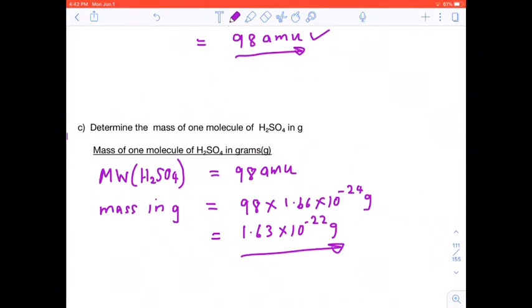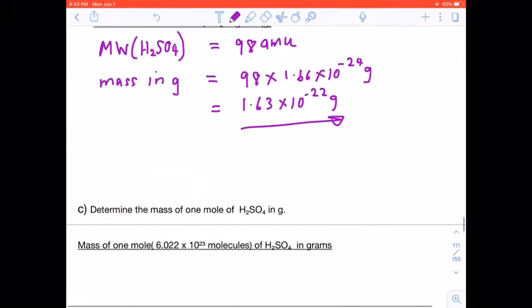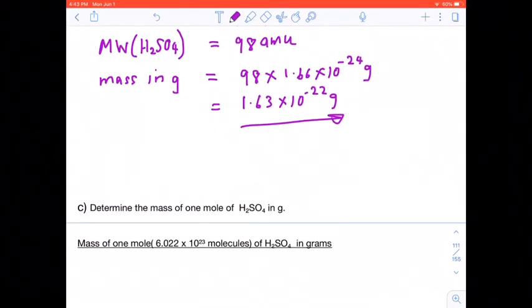Right, so we know the mass of one molecule. But now we don't want the mass of one molecule. We want the mass of 1 mole of sulfuric acid. And if I want the mass of 1 mole of sulfuric acid, I know that 1 mole is 6.02 times 10 to the 23 molecules of sulfuric acid. So what's its mass? Now let's work that out.